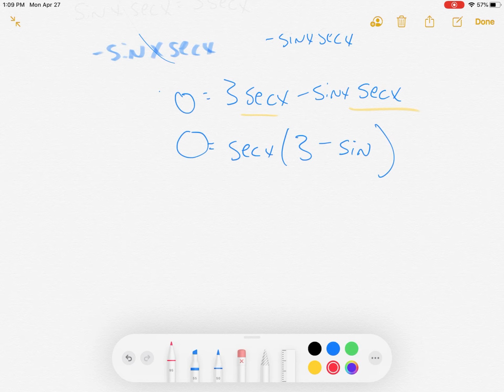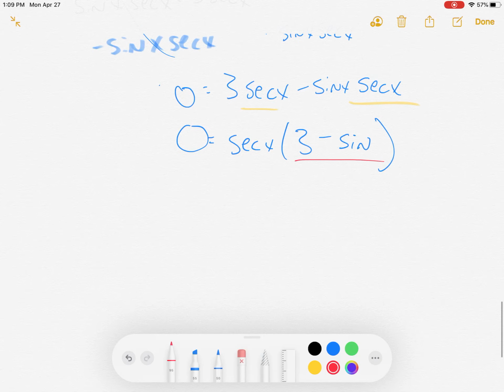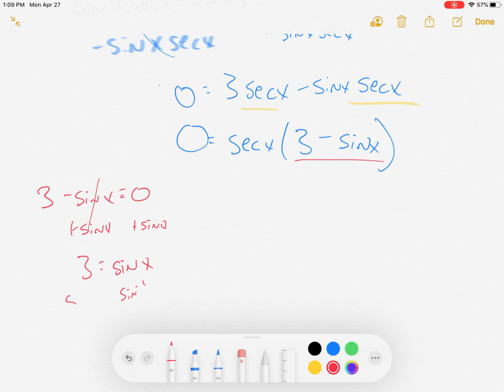Okay, now we've got to set both of these equal to 0. Let's start with this one, it's probably easier. Let's do this one first. 3 minus the sine of x, I forgot to write an x right there, equals 0. Add sine of x to both sides: 3 equals sine of x. To get x by itself, take the inverse sine, make sure you're in radian mode.